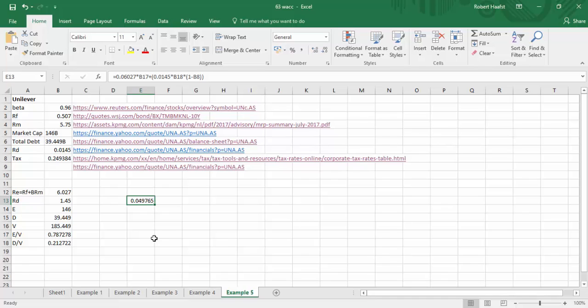Here we see the weighted average cost of capital for Unilever is 4.9, almost 5%. Well, and that's how we calculate the weighted average cost of capital.